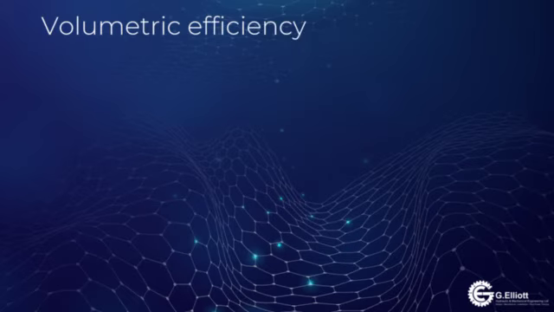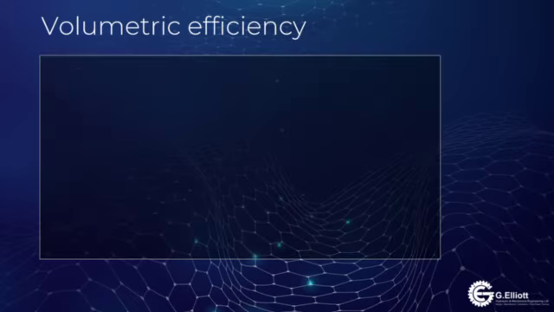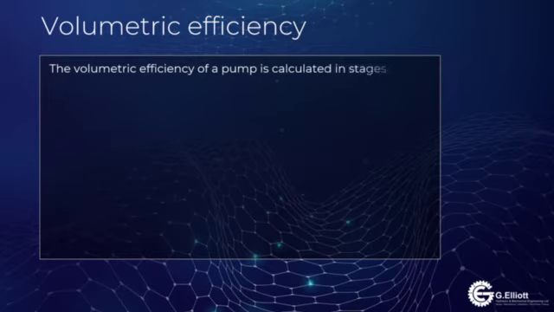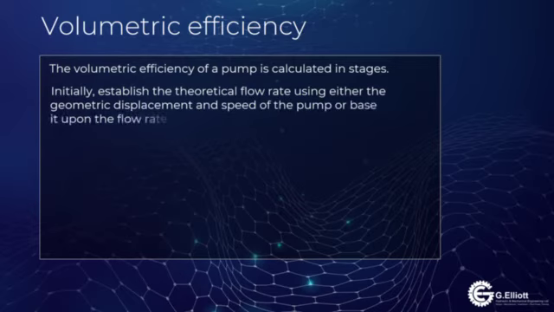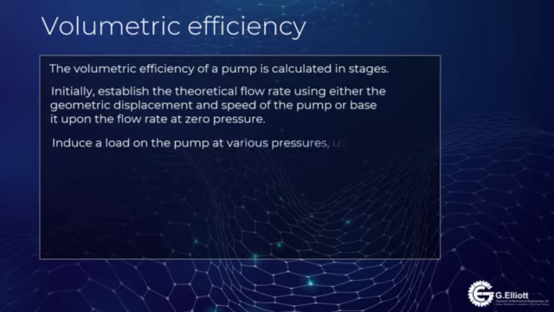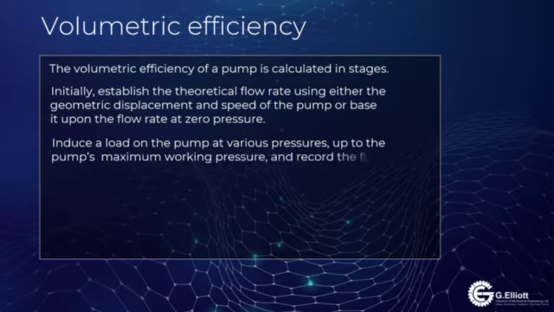Volumetric efficiency. The volumetric efficiency of a pump is calculated in stages. Initially, establish the theoretical flow rate using either the geometric displacement and speed of the pump, or base it upon the flow rate at 0 pressure. Induce a load on the pump at various pressures, up to the pump's maximum working pressure, and record the flow rate.